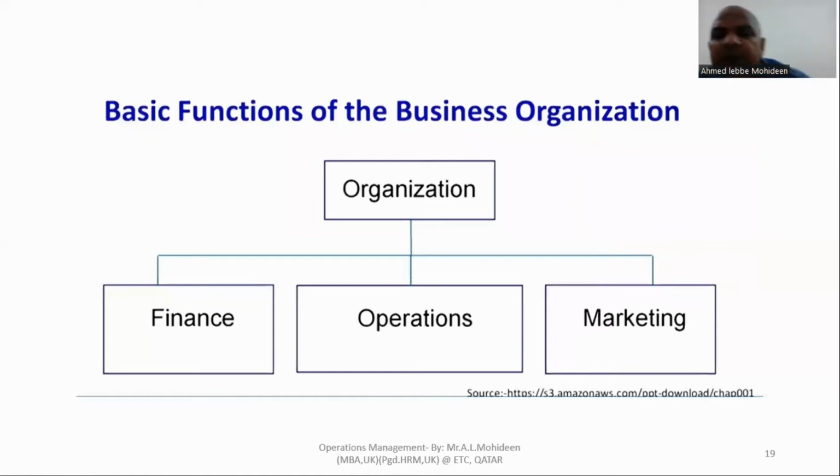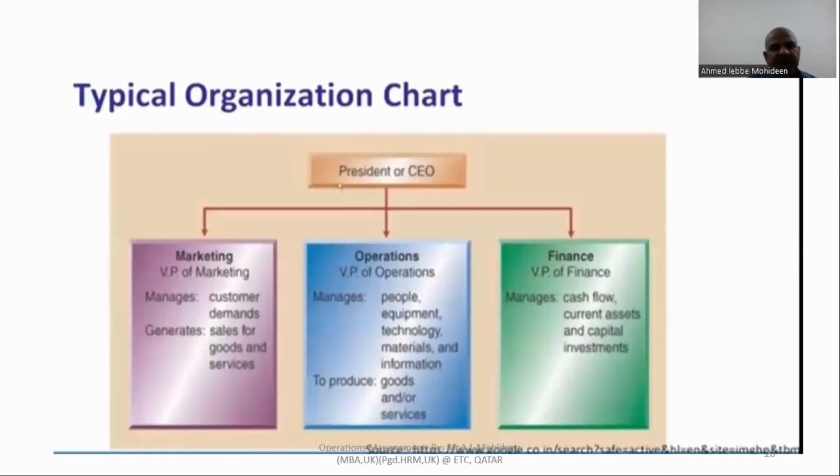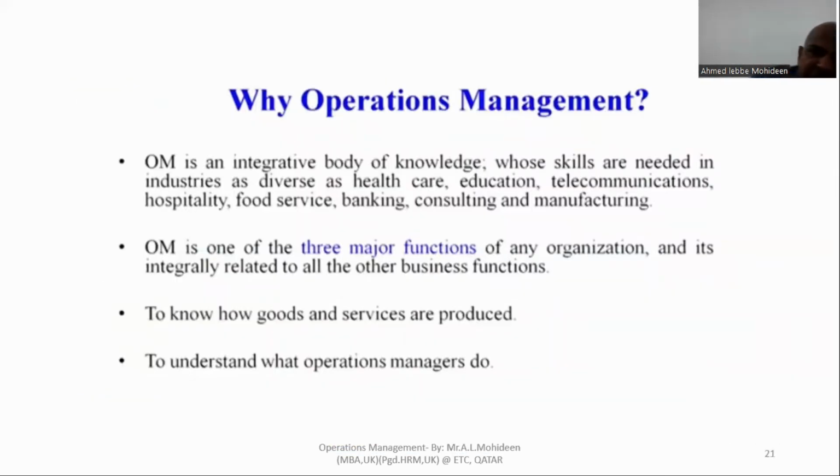Right. So operations is one of the functions like finance and marketing. Is that clear? We have discussed it. So why do we need operation management? Operation management is an integrative body of knowledge whose skills are needed in diverse industries: healthcare, education, telecommunication, hospitality, food services, banking, consulting and manufacturing. Operation is one of the three major functions. To know how goods and services are produced, we have to understand operation management, to understand what operation managers do.